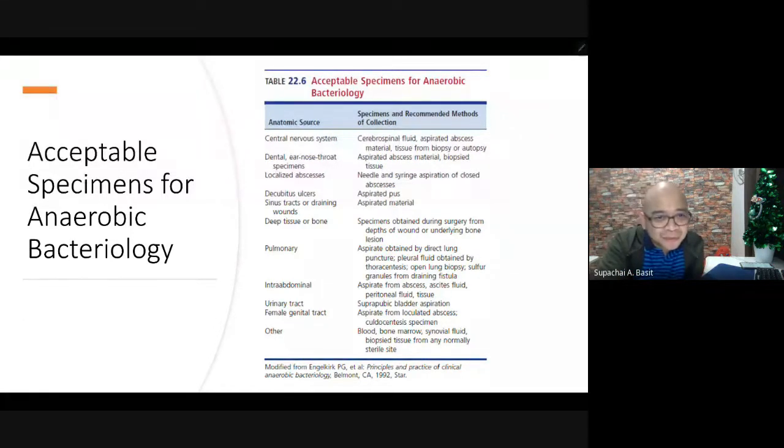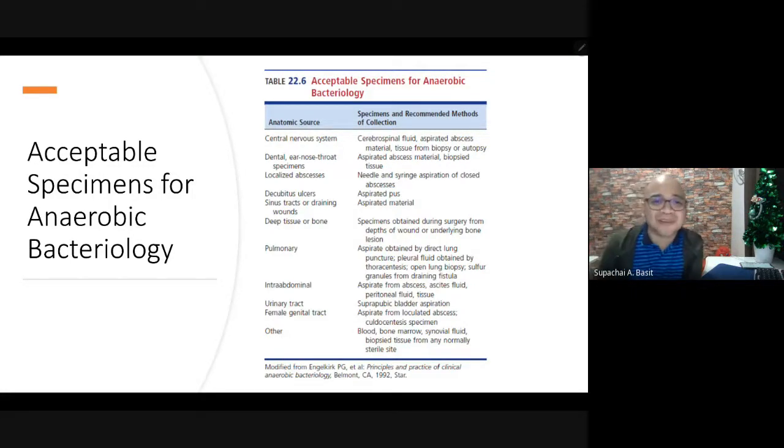Okay? The decubitus ulcer, aspirated pus. Sinus tract or draining wound, aspirated materials. Deep tissue or bone, we can obtain specimen from the surgery. Pulmonary, we can have an aspirate by direct lung puncture, or we can also collect pleural fluid by means of thoracentesis. Intra-abdominal, we can actually get aspirate from abscess or ascites fluid. Urinary tract, SPA or suprapubic bladder aspiration. For female genital tract, we can collect aspirate from loculated abscess. Okay, other specimen would be blood, bone marrow, synovial fluid.